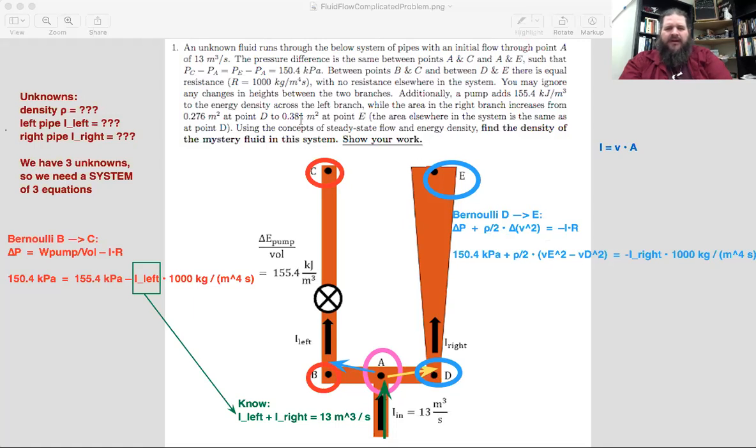We have 2 speeds here. So how would you isolate speed here? Speed equals what? Current over area. Yeah, we need to divide by A to cancel this out. And the current in this entire pipe is just that same I sub right. The area is given. We know both of the areas: 0.276 square meters and 0.381 square meters. So we can find each one of these as current over area.